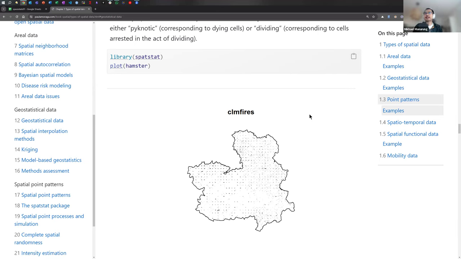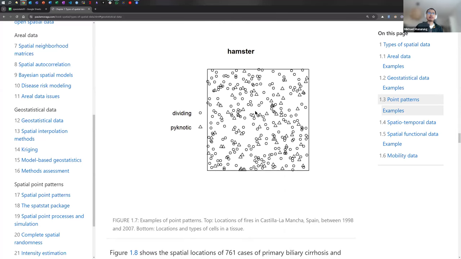Here we have the example of forest fires. And well, maybe the fire eventually engulfed the whole forest, but for sure, there are points in which the fires first started. And another example is this, I think the location and types of cell in the tissue. So the observation that you see is the event that you're actually interested in.